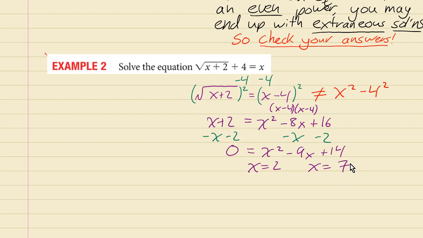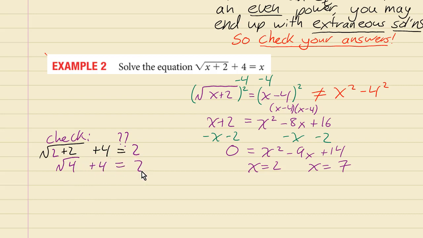Let's check that they are actually solutions of the original equation on the side here. So the x equals 2 is going to turn into the square root of 2 plus 2, and then that plus 4 equals 2. We want to see if that works, and that's going to give you the square root of 4 plus 4. Is that equal to 2? You know what? It's not, because this gives you 2 plus 4, and that is not equal to 2.